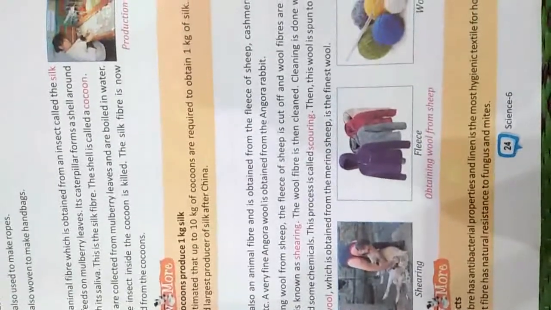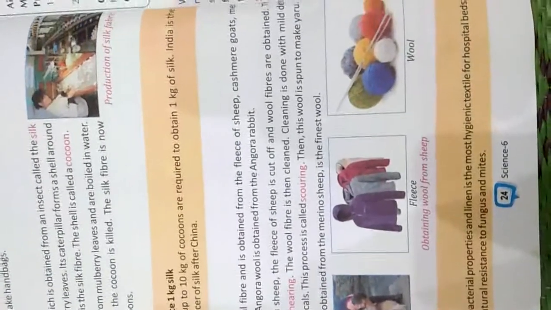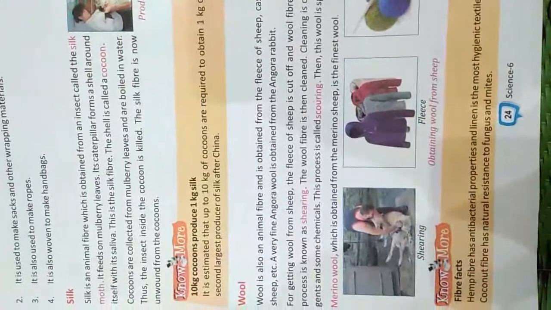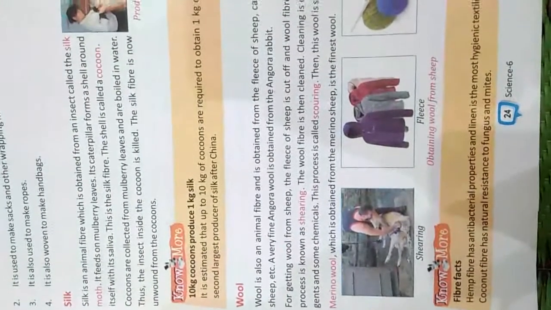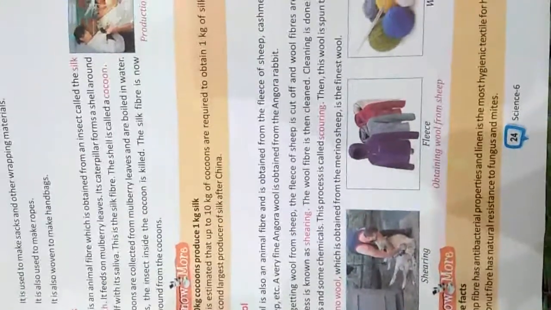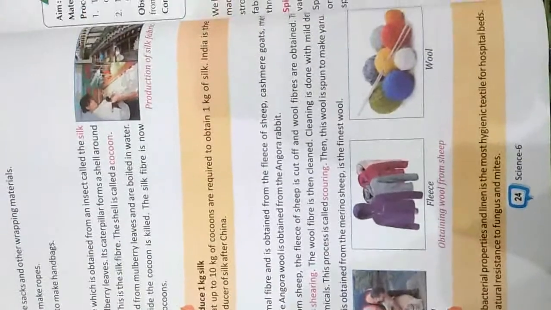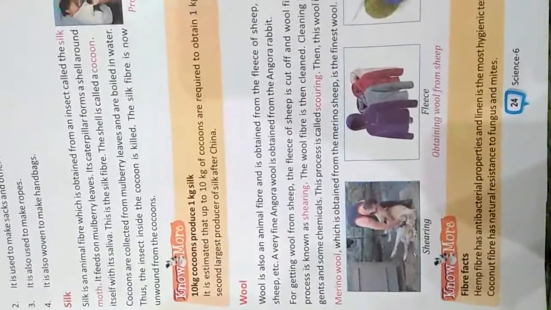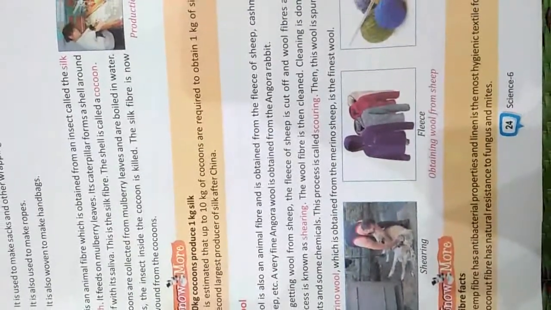The wool fiber is then cleaned, and the cleaning is done with mild detergents and some chemicals. This process is called scouring. Then this wool is spun to make yarn. Merino wool, which is obtained from the merino sheep, is the finest wool.